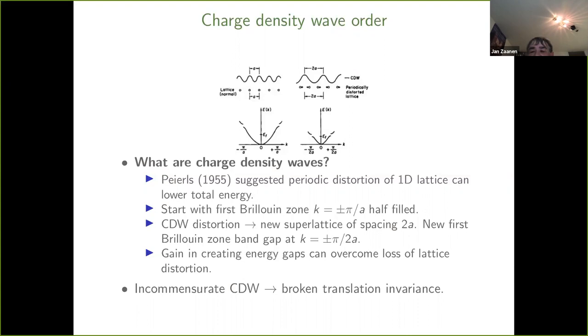Right, it's basically referring back to the 1950s. My stripes from 1987 were a lot more interesting than the Peierls waves from 1950. So how do you call them? I would call it charge order. Okay, charge crystallization, whatsoever, right?